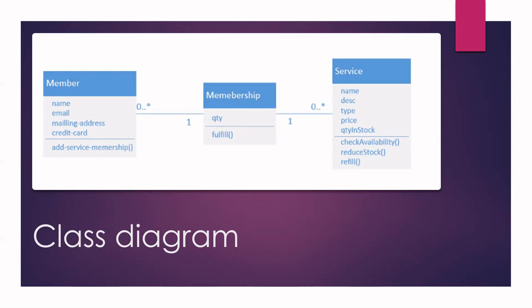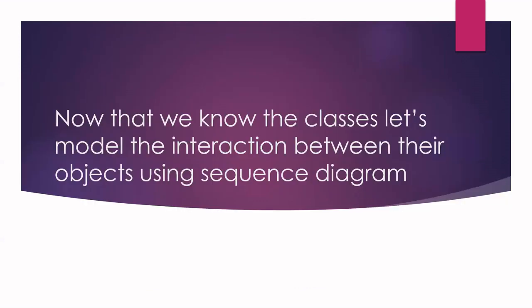Now, if we are going to start looking into objects and interactions between objects, like what I'm trying to describe here, how would the fulfill interact with the service? This is an interaction model, and one of the interaction models that we can use is the sequence diagram. So how would the sequence diagram of this look?